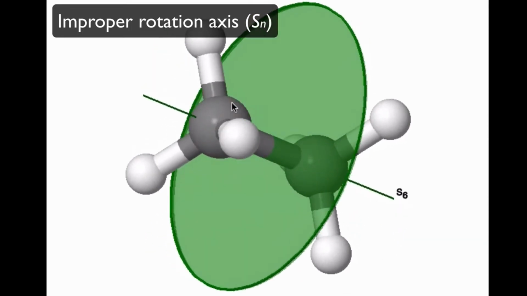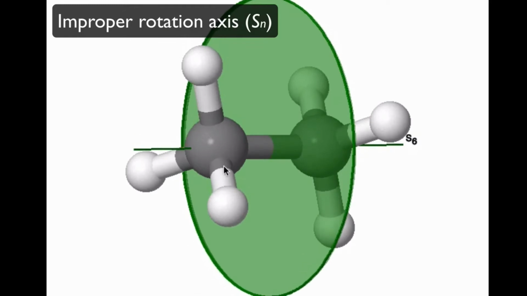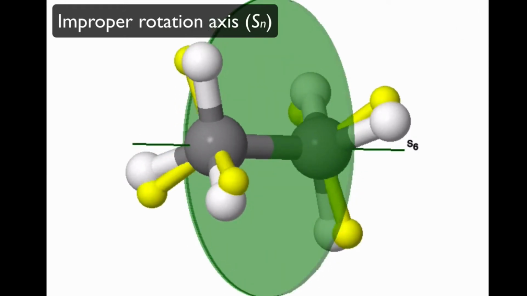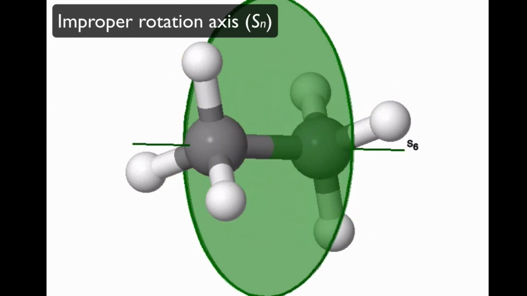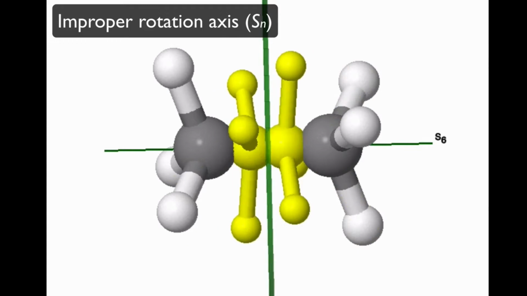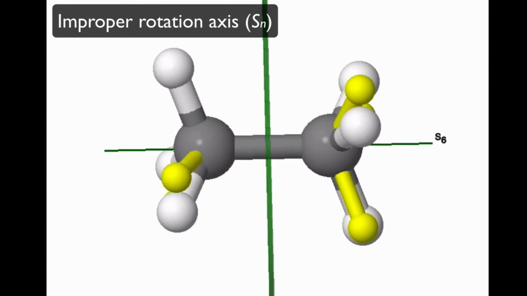Let's look at it from another angle. Okay, I think that would be a good one. And we go again, rotate by 60 degrees and then reflect through that plane, and we end up with the apparently unchanged molecule. Rotation, reflection. Rotation, reflection.